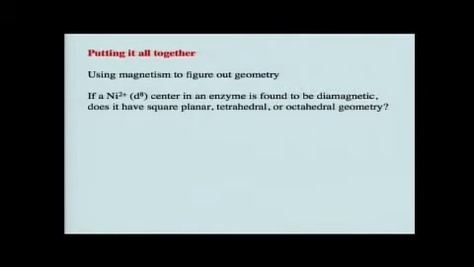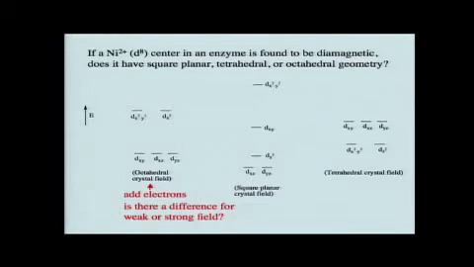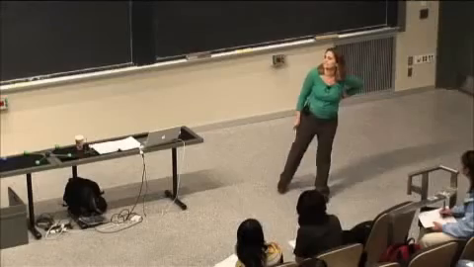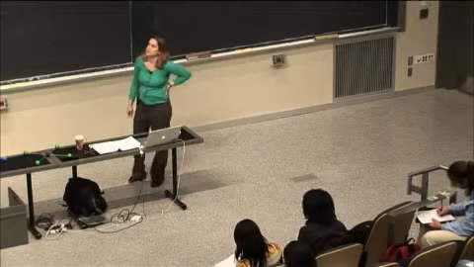From that, we may be able to guess, using these kinds of diagrams, whether it has square planar geometry, tetrahedral geometry, or octahedral geometry. We can predict the geometry based on that information. Let's think about how that's true. We have a d8 system. Think about octahedral for a minute. Are there two options for how this might look? Is there going to be a difference in electron configurations if it's a weak field or a strong field? Write it out on your handout and tell me whether it would be true. Think about it both ways.